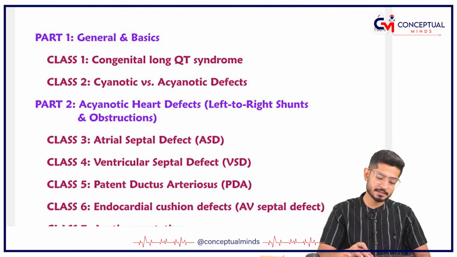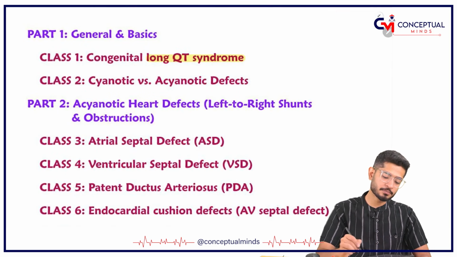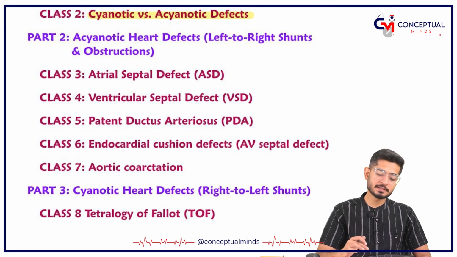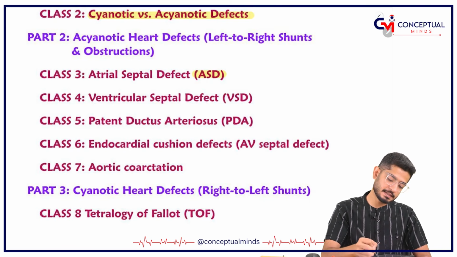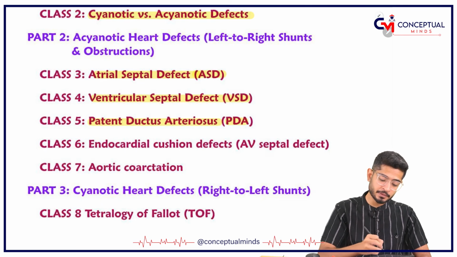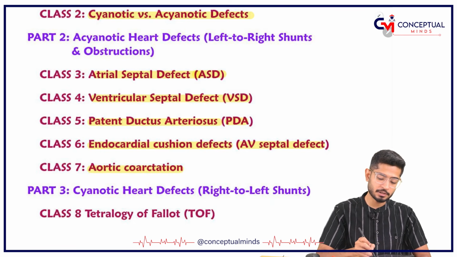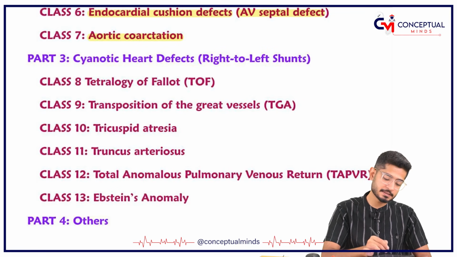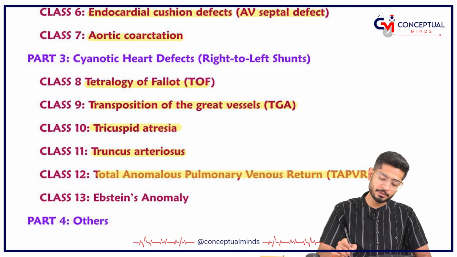In the first part, we'll discuss long QT syndrome and the difference between cyanotic and acyanotic defects. Then we'll discuss the acyanotic diseases like ASD, atrial septal defect, VSD, ventricular septal defect, PDA, patent ductus arteriosus. Next comes the endocardial cushion defect, that's the AV septal defect, and of course aortic coarctation in the end. Then in the third part, we'll discuss the cyanotic heart diseases like tetralogy of Fallot, transposition of the great vessels, tricuspid atresia, truncus arteriosus, total anomalous pulmonary venous return.